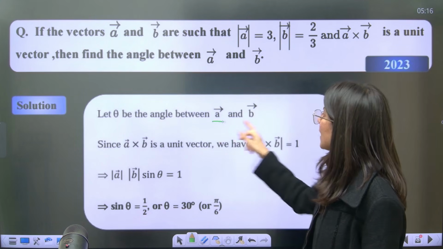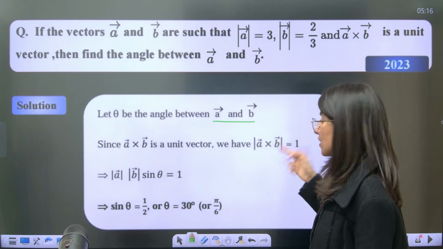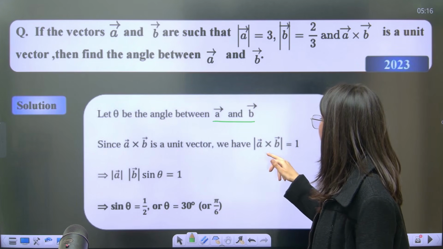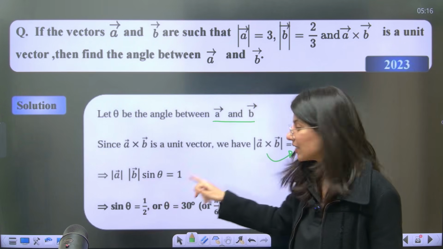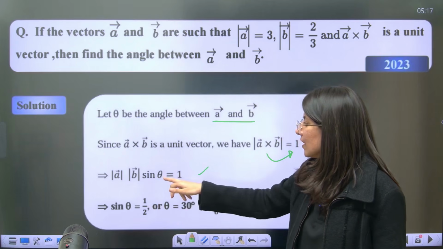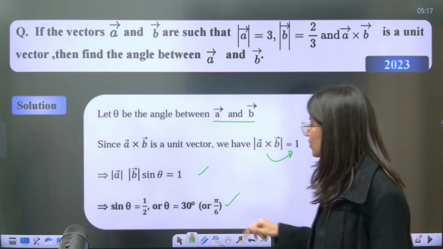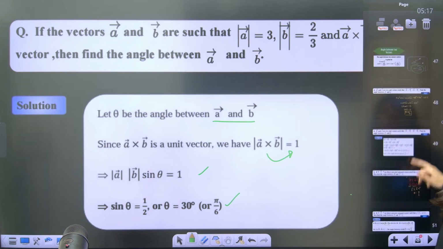Let theta be the angle between A and B. Since A cross B is a unit vector, we have magnitude of A cross B is 1. Magnitude of A cross B is AB sine theta, no need of n cap. So this is 1. Now put the magnitudes of A and B right away. The value of sine theta you will get is half. Theta is 30 degrees, or you can say pi by 6. Alright, so this was the question.